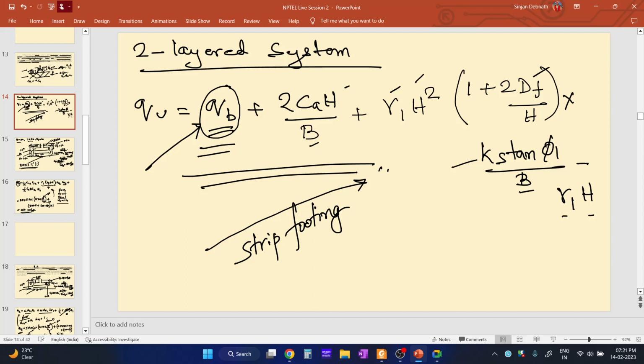And since in the current question there is only cohesive soil, so there will be no phi, so this part will be 0. Okay, because in the current question we are considering only cohesive soil. Okay, so tan phi 1, tan 0 means 0. Okay, so this part will be 0. Okay, so now let us solve this problem.